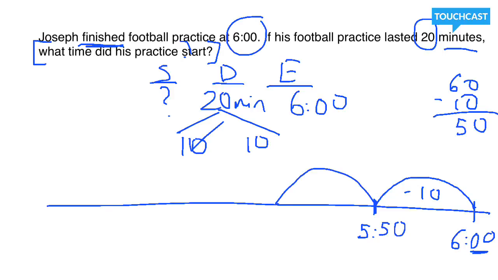Now I'm going to go backwards. It's going to be a little bit easier now. So 5:50 minus 10 minutes, I'm just going backwards, is now 5:40. Check. So now that I've gone backwards for 20 minutes, my start time, rather, is 5:40.